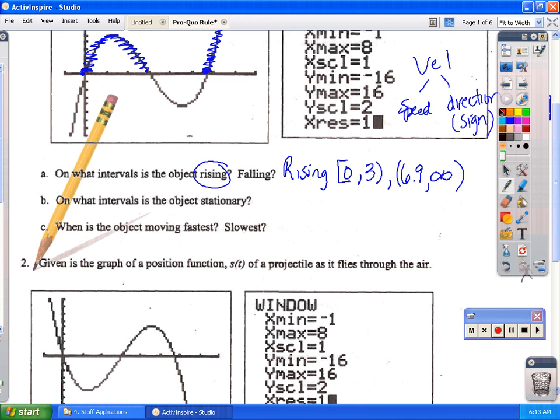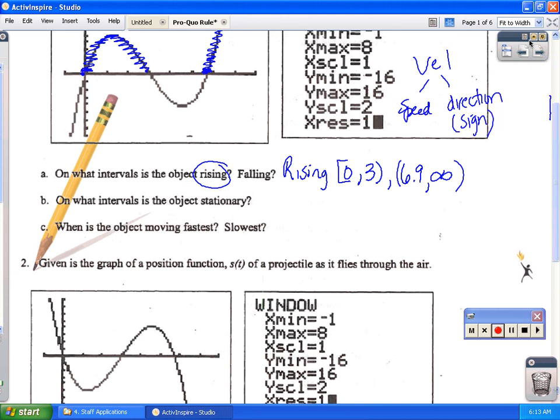Now the object is falling whenever the velocity graph is negative, so that would be in this region right here. So the object is falling from 3 to 6.9.